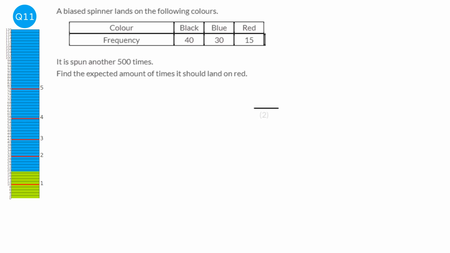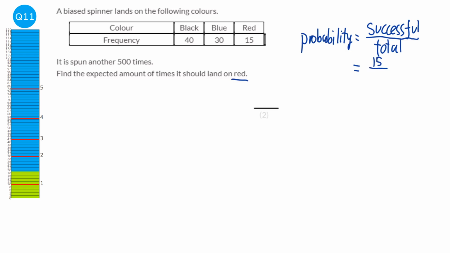We need to first of all work out the theoretical probability. And to do that, we do the successful outcomes over the total number of outcomes. So here we're asked, it lands on a red is successful, so that's going to be 15 over the total amounts. So that'd be 40 plus 30 plus 15, which is 85.